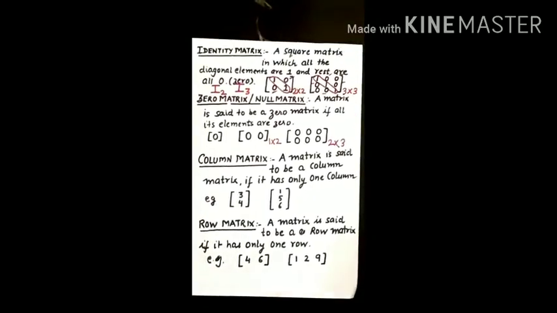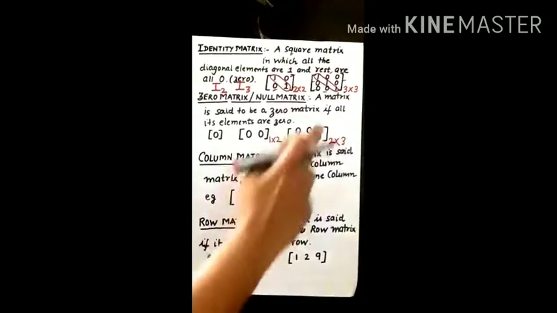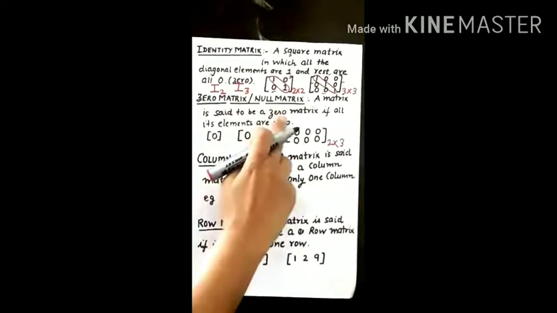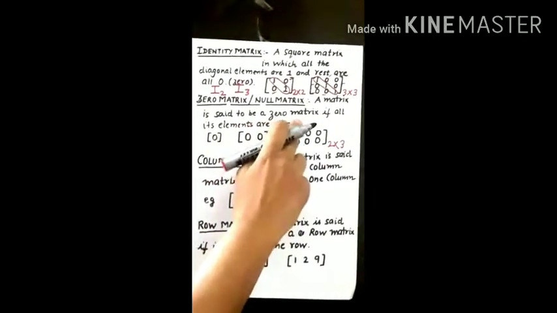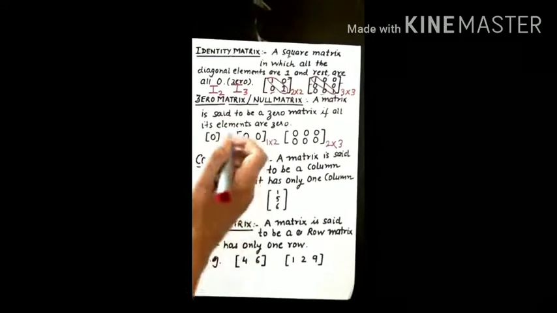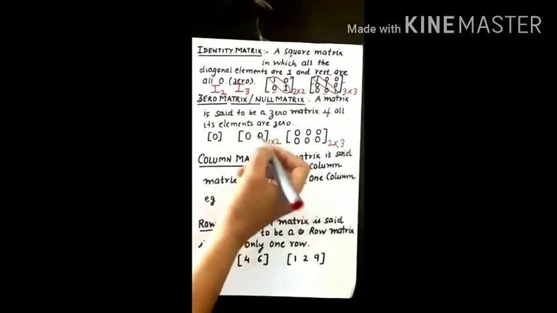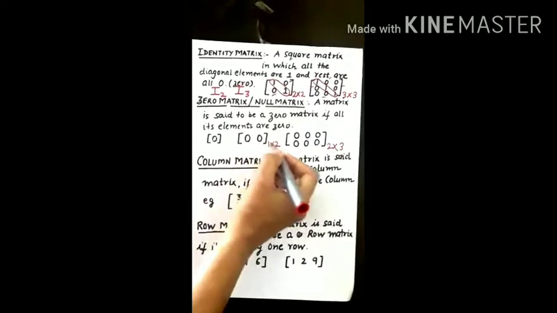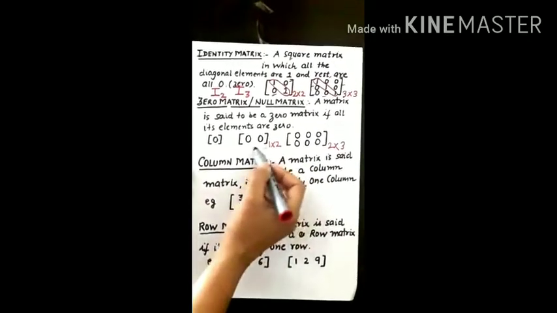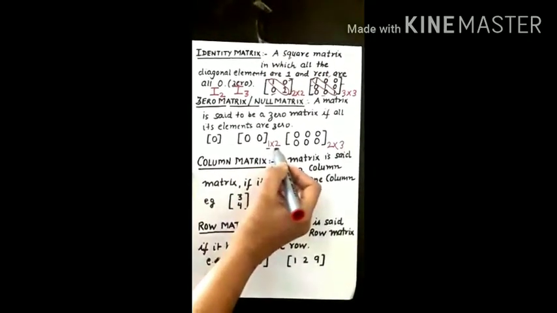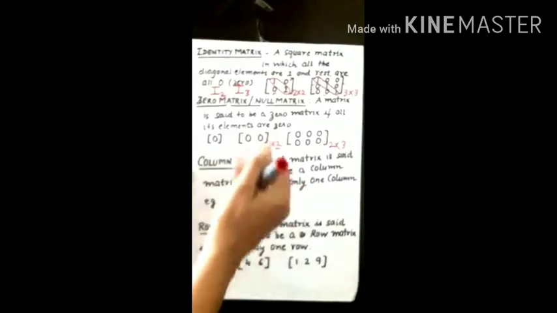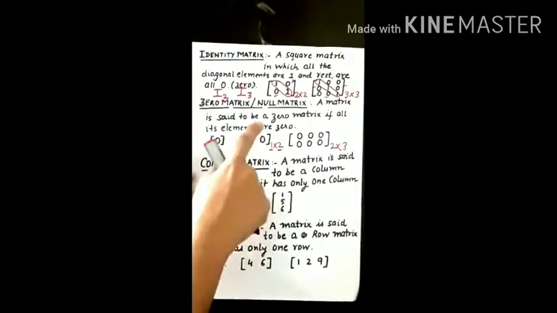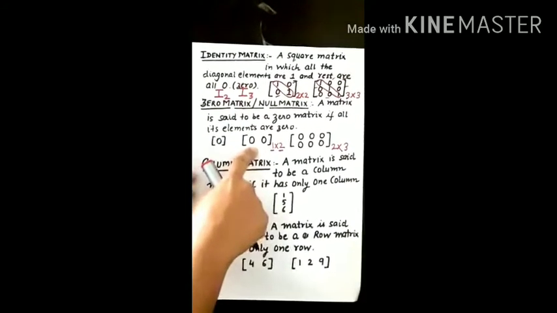Next we have the zero matrix. A matrix is said to be a zero matrix if all its elements are 0. For example, in this matrix, we have 1 row and 2 columns. So the order of the matrix is 1 by 2 and you can see all the elements are equal to 0. So we call this a null matrix or a zero matrix.